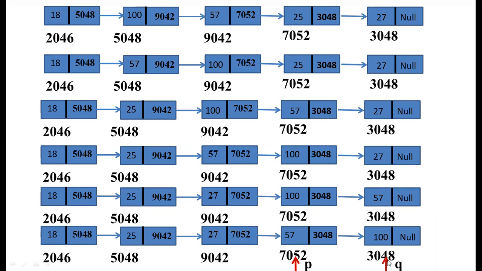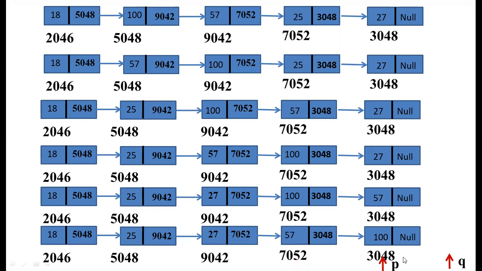We have to move the Q pointer to the next location. So now my Q pointer will become null value. So when Q is null, our fourth iteration is complete. So after the fourth iteration, we have stored 57. Fourth highest value is in the fourth node. Now the P value need to move to this location.